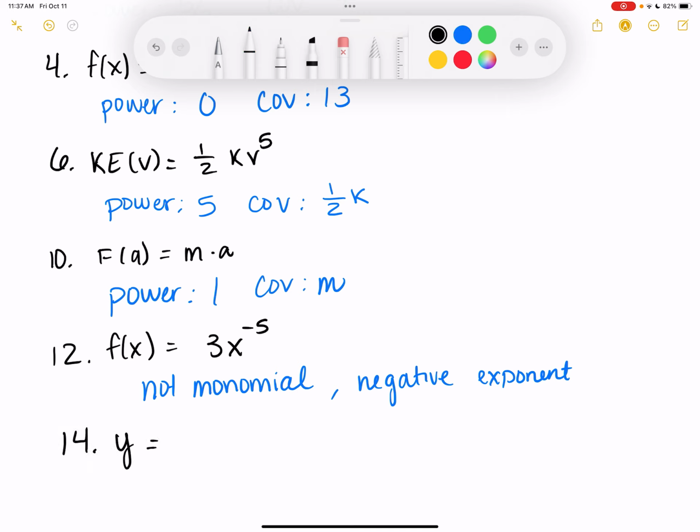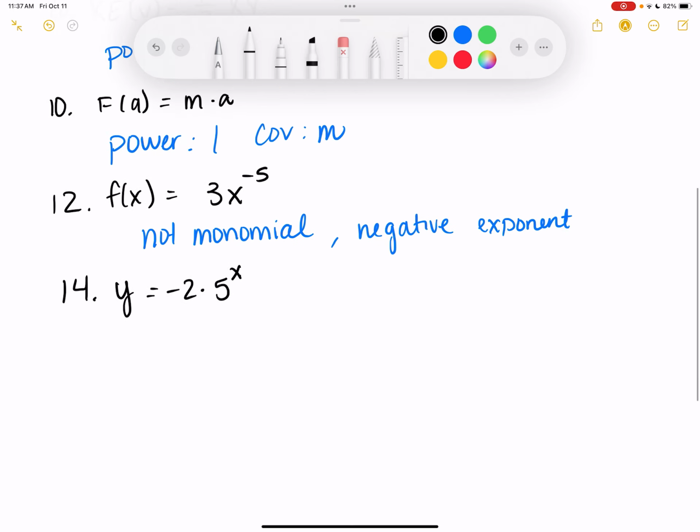14, y equals negative 2 times 5 raised to the x. Is this monomial? What do we think? Yes or no? I see some yeses, I see some nos. It is not. Anybody know why it's not? Because the exponent is a variable. Yeah, because there's a variable in the exponent. I spoke backwards. I knew what you meant.